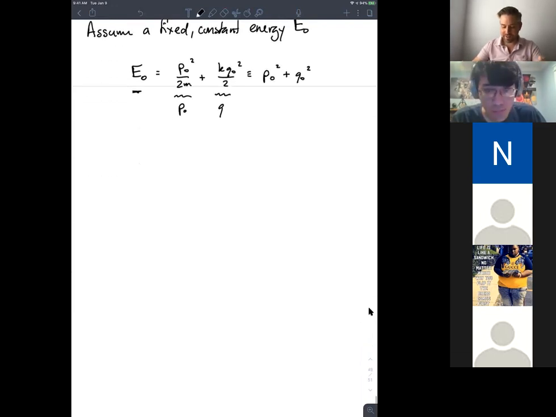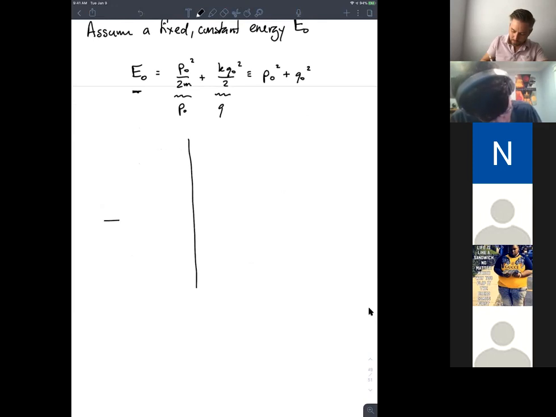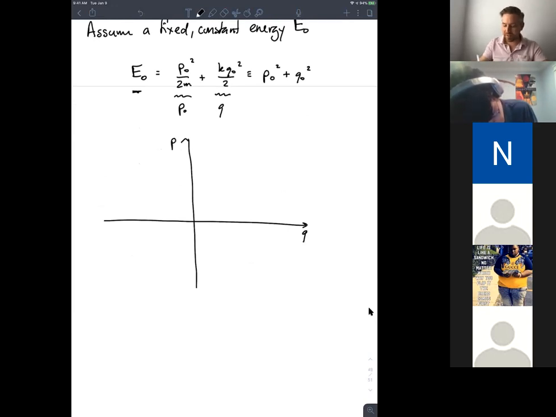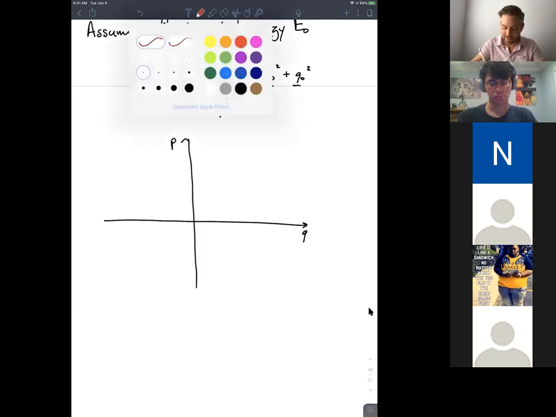Okay, so what is this? This is the equation of a circle, yes? So what I have here is, so if I draw a coordinate system, okay, so let's say this coordinate here is my Q, and this coordinate here is my P. And what I'm interested in is all the combinations of P and Q that give me some constant E naught, right? And so the E naught is serving like a radius. So it's just a constant distance in this coordinate system. And I want all possible combinations of P and Q that give me that E naught. And so this is a circle.